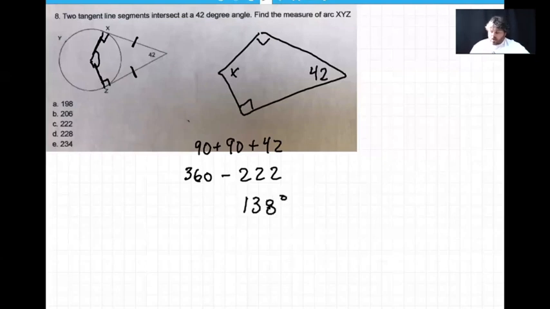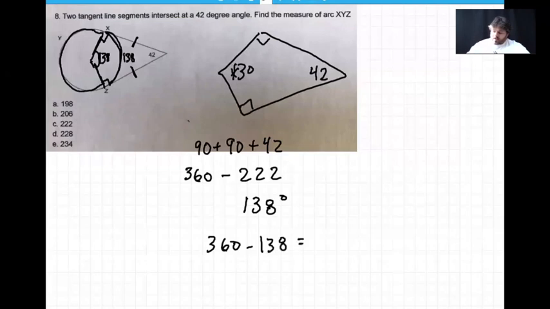Okay, 138 degrees. Now, that's X, so that's 138. That's this interior angle here. What that means is that this arc right here is 138. Well, XYZ is just the rest. So all I got to do is figure out what 360 minus 138 is. And that should be 222. So the measure of XYZ, the arc, is 222 degrees. Okay.